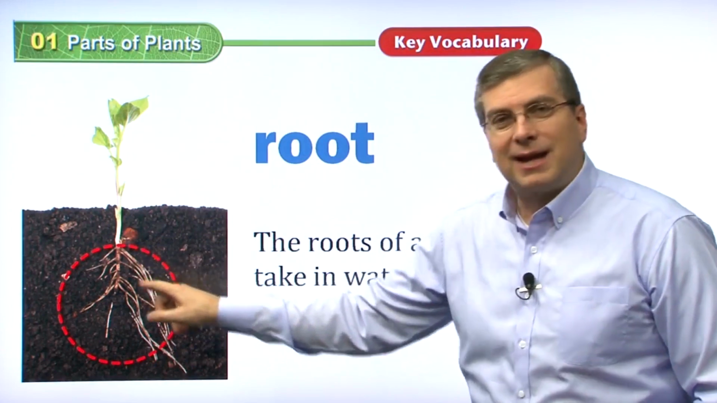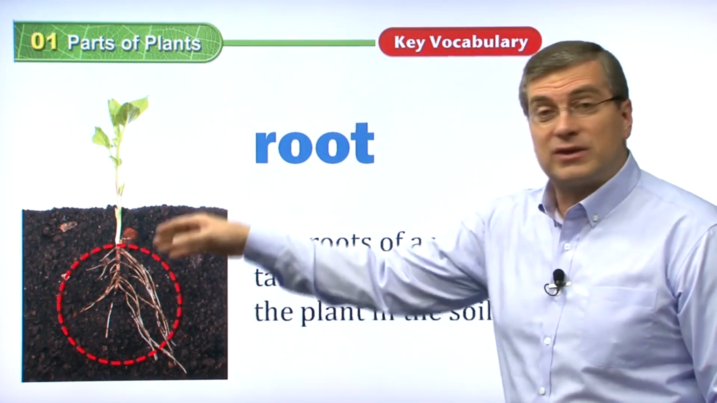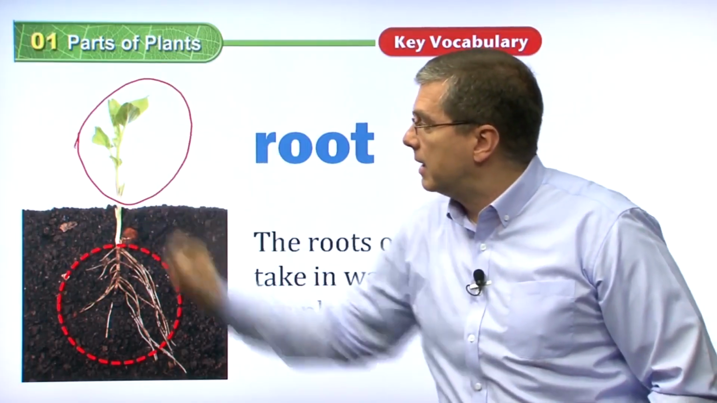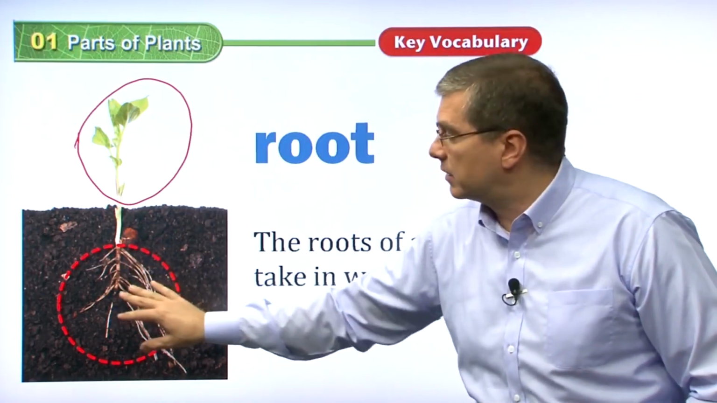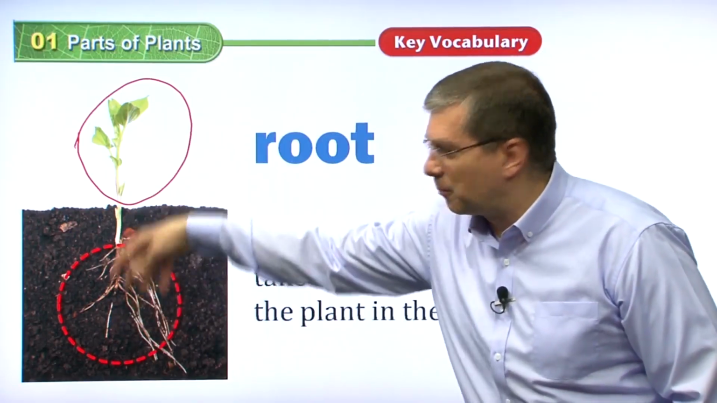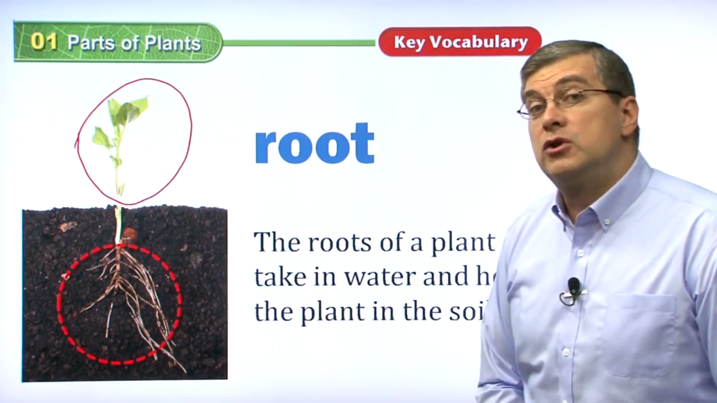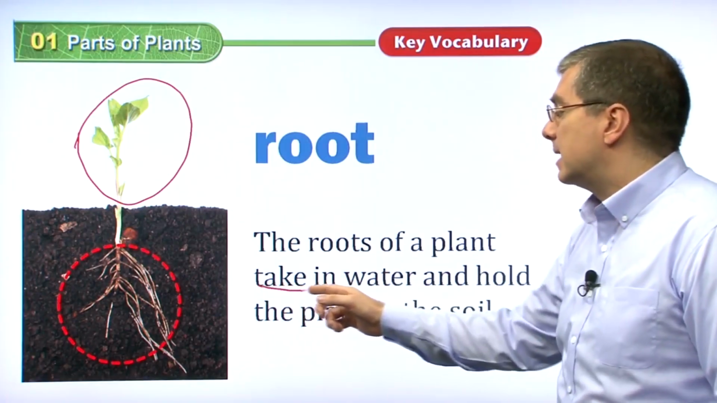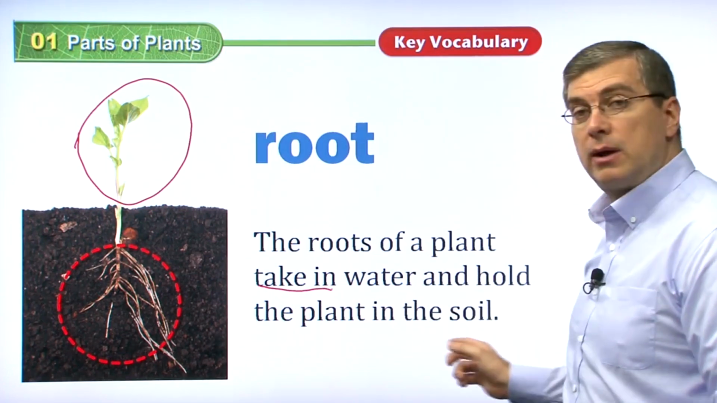Okay, moving on. Here we have the root. This is the part of the plant that you don't see. It's in the ground. In the previous picture, we only saw this part of the plant here, right? But we didn't see this part. This part are the roots, and these are typical looking roots for a plant. They have many different arms going into the ground. What does the root do for the plant? The roots of a plant take in water and hold the plant in the soil.